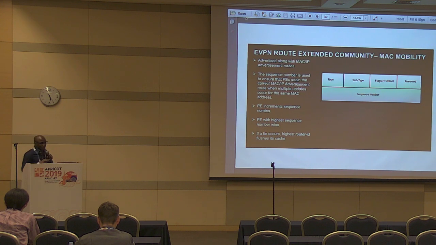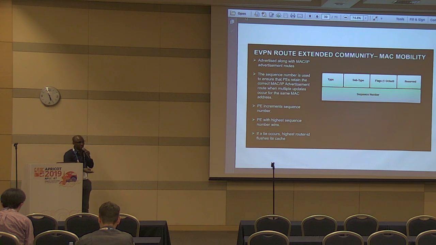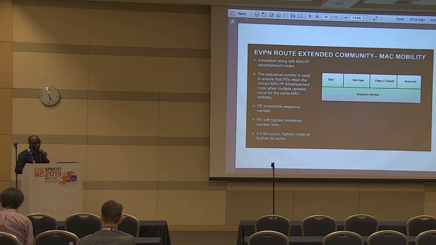As mentioned, it uses the sequence number at the bottom here. So this is how the extended communities are encoded. Basically, it starts from 0. If the PE detects a MAC move, it would bump the sequence number to 1, advertise the type 2 route, and that's how the remote PE would prefer the route with the highest sequence number. That is how MAC mobility is achieved today. If there's a tie, the highest router ID flushes its cache.